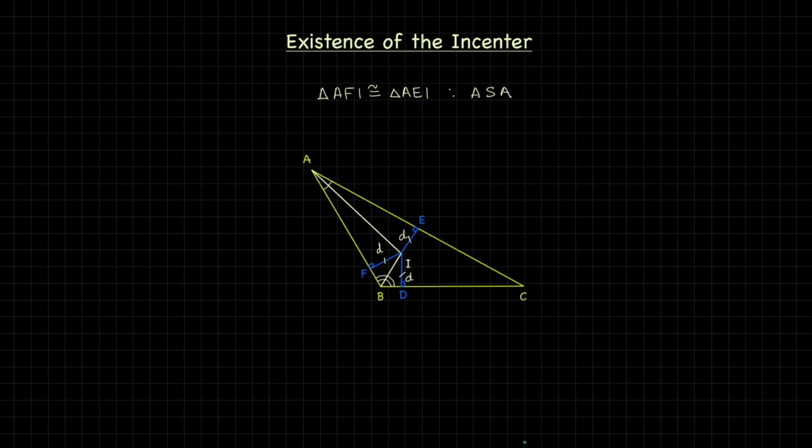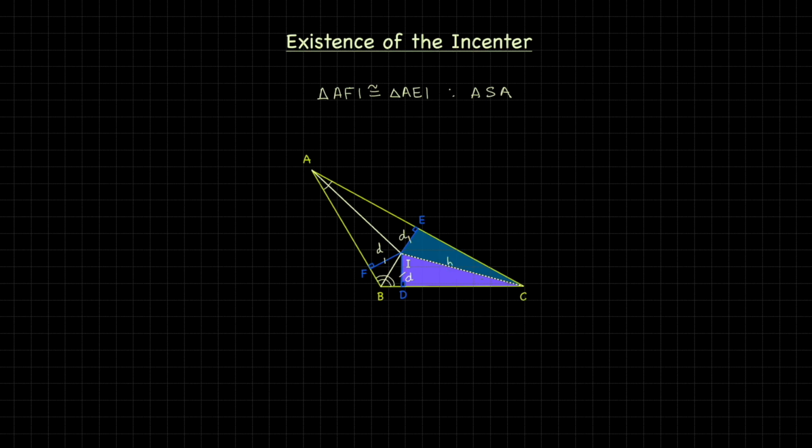To do that, I'm going to connect I to C with this dotted line. What we're going to prove is that this line IC bisects the angle C. To prove that, let's look at these two highlighted triangles. For these triangles, as we can see, we have already proved that these two sides are both of length D. Also, they have a shared side, which is the hypotenuse of the triangle. Let me call that H.